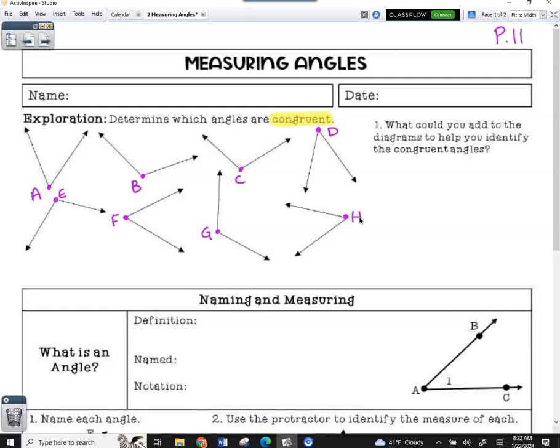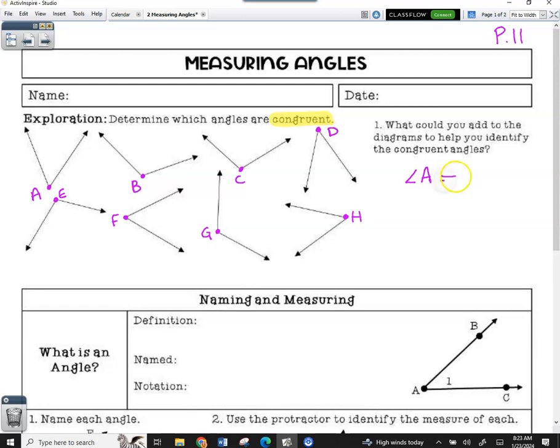Okay, take a second. We're not going to say there's any wrong answers here, because some of these are really close, like I think you could argue either way. Take a second and try to match the angles that are congruent. So like angle A has a copy in here. Find it, and I want you to come over here and tell me what angle A matches.